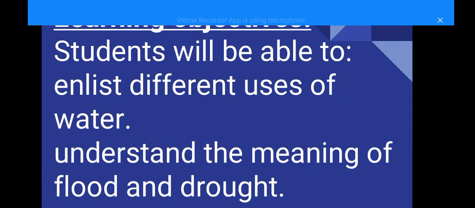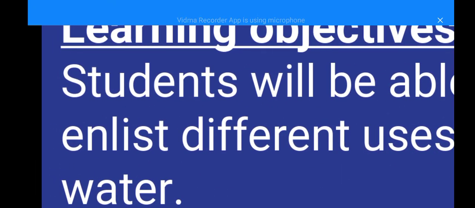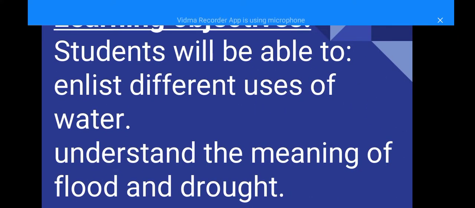So now let's first discuss our today's learning objective. As you can see on your screens, students will be able to enlist different uses of water. It means that you will tell about the different uses of water as many as you can. And the second one is that you will be able to understand the meaning of flood and drought. These two things, flood and drought, are new concepts for you, but when we read in the book, inshallah, you will learn about that. So, now let's start and open your textbook page number 68.